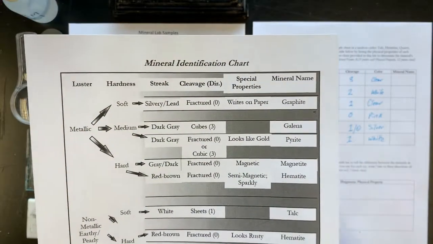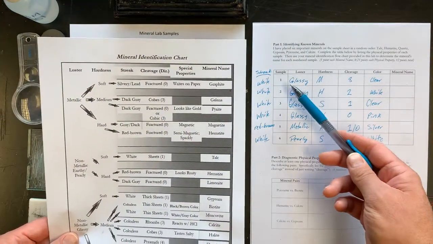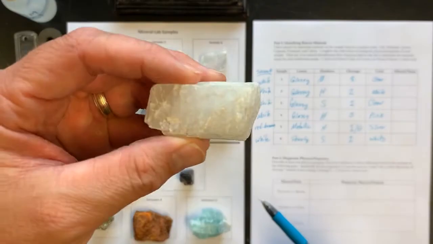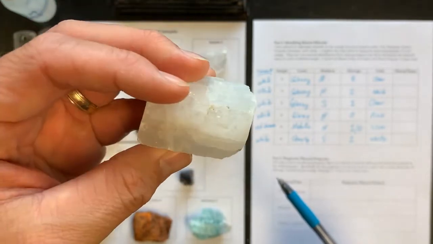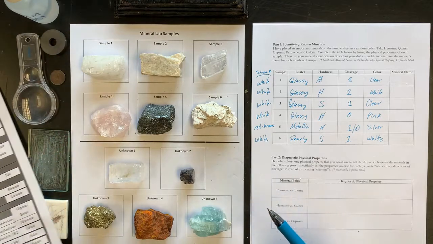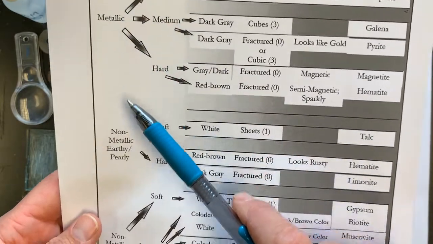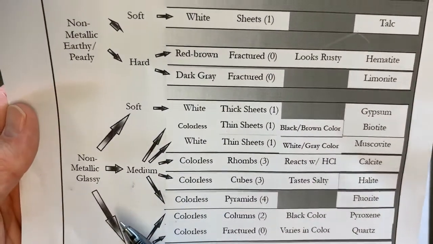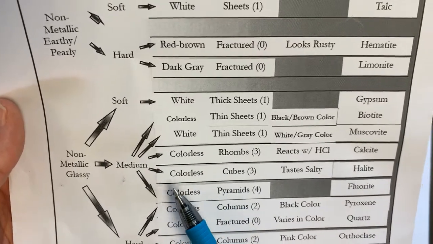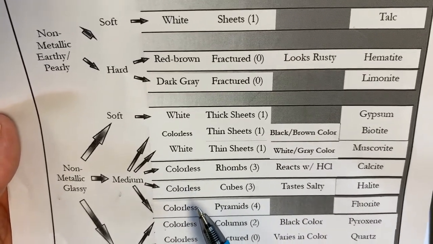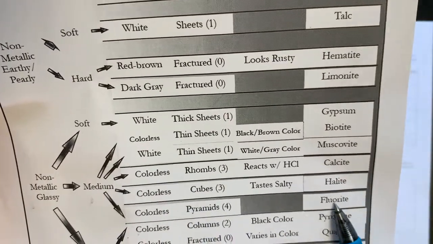Okay, and so we're going to do that so I can demonstrate how this works. We'll start with the first mineral. The first mineral right here, we found to be a glassy mineral with a medium hardness, cleavage in 3 directions, and a clear or transparent color. So we come to our handy-dandy mineral flow chart, and our luster was non-metallic glassy. This was medium hardness, so it could be any one of these minerals here. Okay, and it turns out that the streak color was colorless, so it's going to be one of these. Okay, we narrowed it down to 3 minerals. It's either calcite, halite, or fluorite.